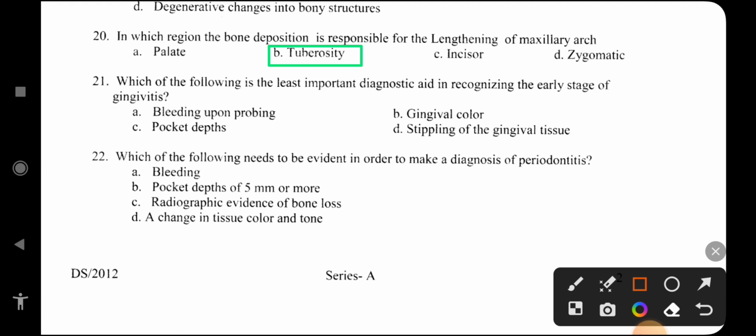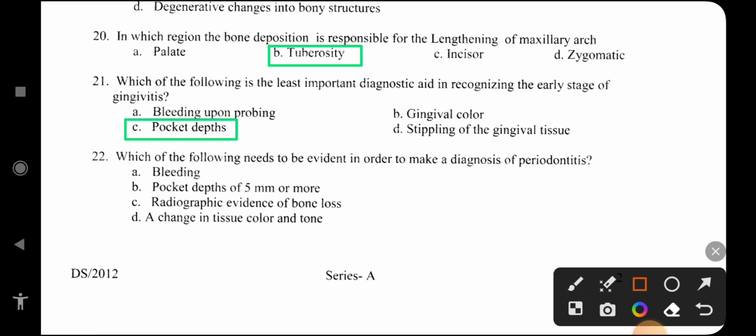Which of the following is the least important diagnostic aid in recognizing the early stage of gingivitis? Options are bleeding upon probing, gingival color, pocket depth, or stippling of the gingival tissue. And the correct answer is pocket depth. Pocket depth is the least important diagnostic aids in recognizing the early stage of gingivitis.